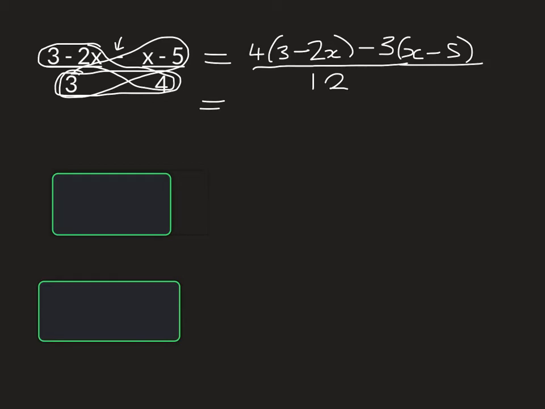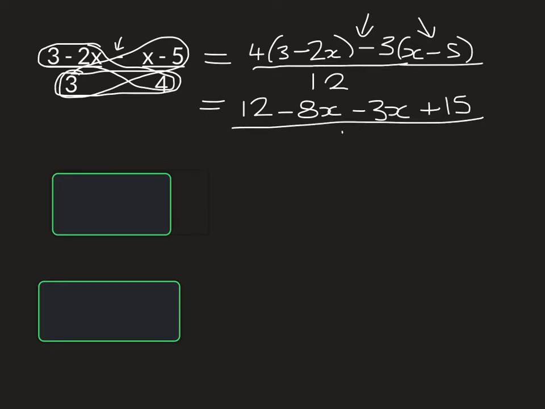And it's a case then of tidying up the top. So expand the top, being very careful when it comes to these negatives multiplied by negatives. So that's going to give me plus 15. Still all over 12. And then finish tidying up. So 12 add 15 is 27. Minus 8x, minus 3x, minus 11x, all over 12.